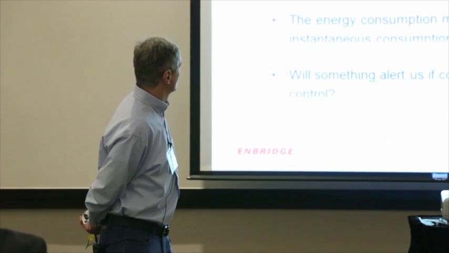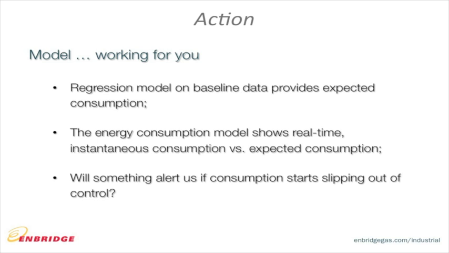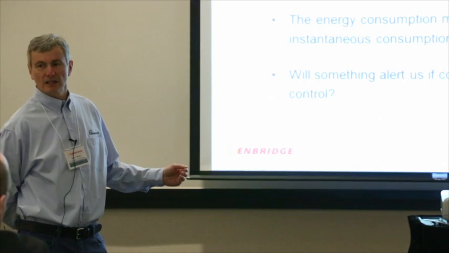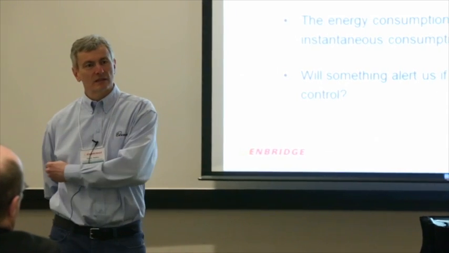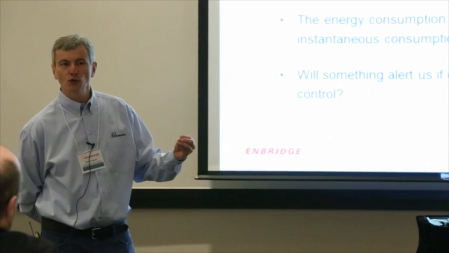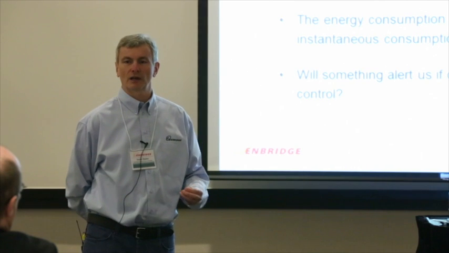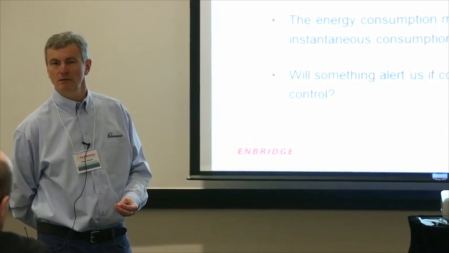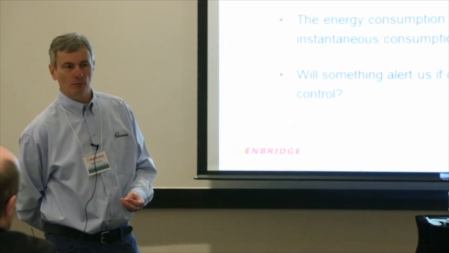So we have regression. We have the expected model. We know what we are supposed to get. But the meter only gives us instantaneous readings that get bunched up in a time series, and we see it as one big graph. But how do we know when consumption starts going off the rails? What will tell us that? For that, we need a different model.